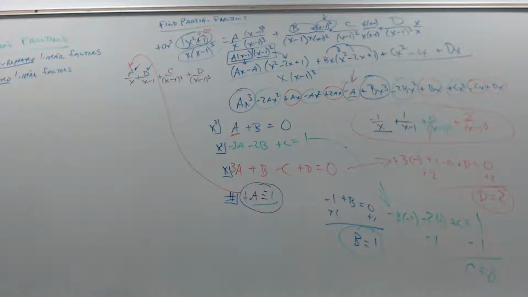So our final answer is negative 1 over x plus 1 over x minus 1 plus 2 over x minus 1 cubed. Those are your partial fractions.